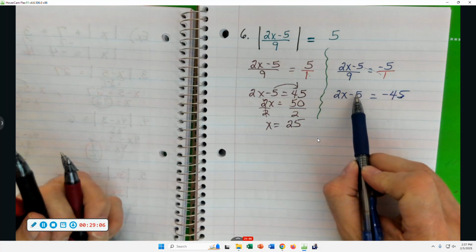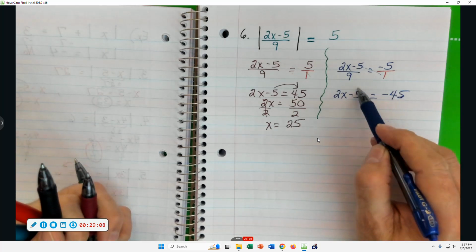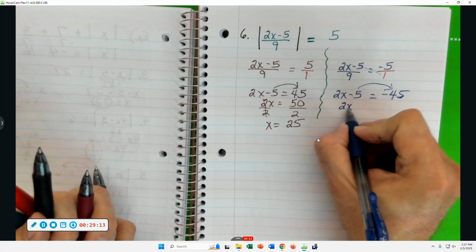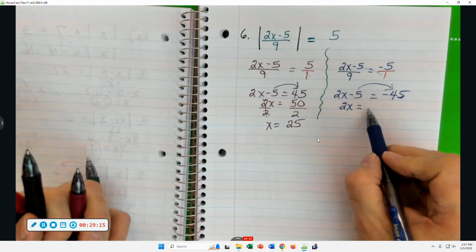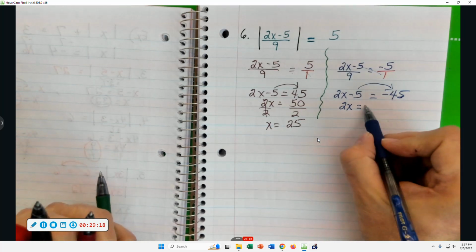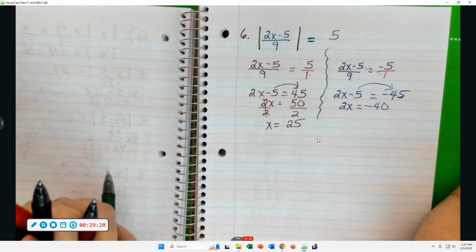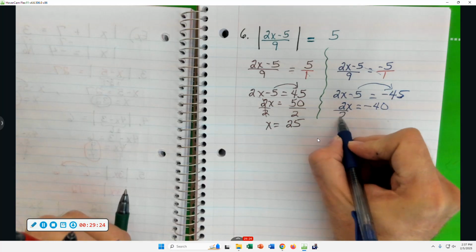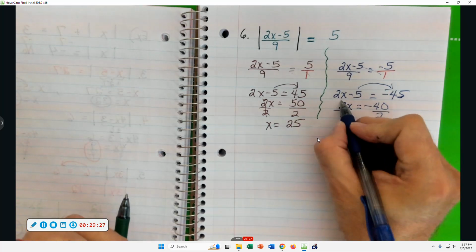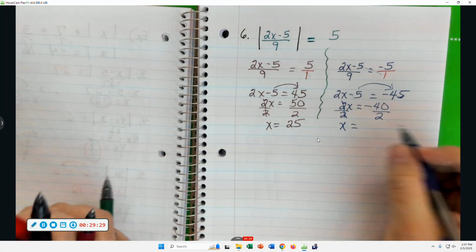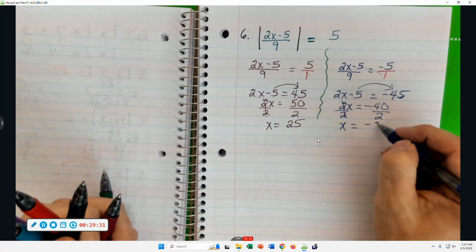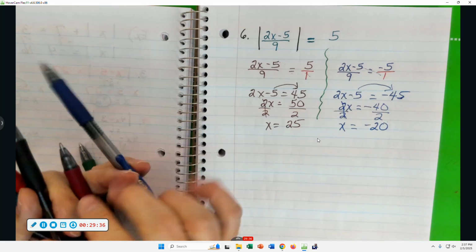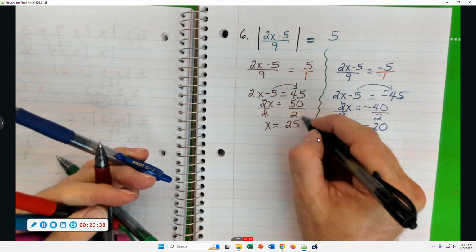Now, what do I do here? Well, same thing I did over there. Add 5 to both sides. So we're going to have 2x equals what? Negative 40, okay. Negative 45 plus 5 gives us negative 40, and then divide by 2, that's right. And we get x equals negative 20. Good. So positive 25 and negative 20 are my two answers.